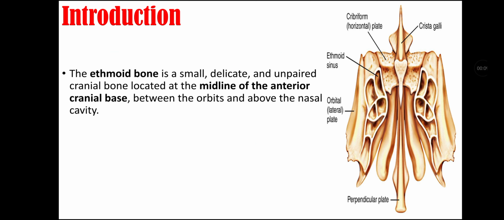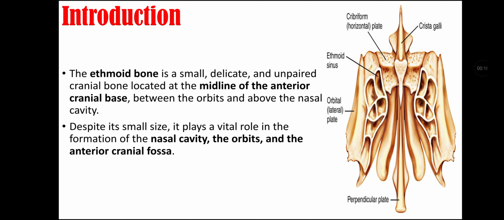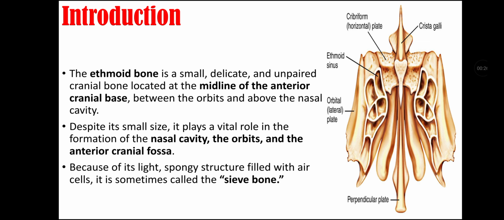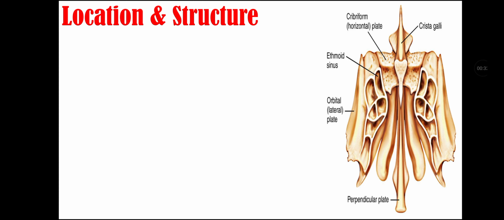Ethmoid bone is a small, delicate and unpaired cranial bone that is located at the midline of anterior cranial base between the orbits and above the nasal cavity. Despite its small size, it plays a vital role in formation of nasal cavity, the orbits and anterior cranial fossa. Because of its slight spongy structure, it is filled with air cells and it is sometimes called sieve bone.